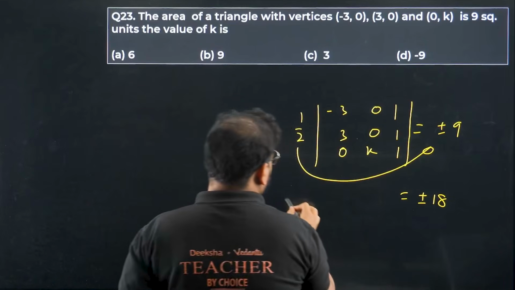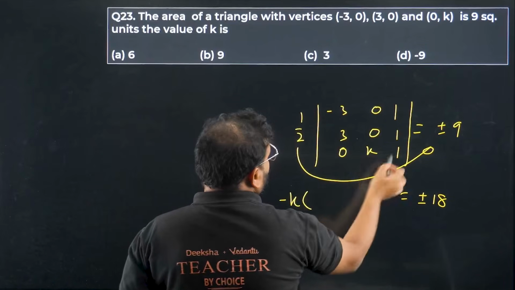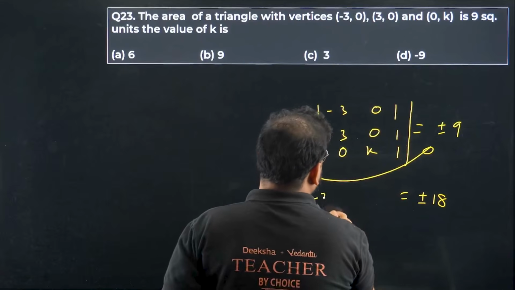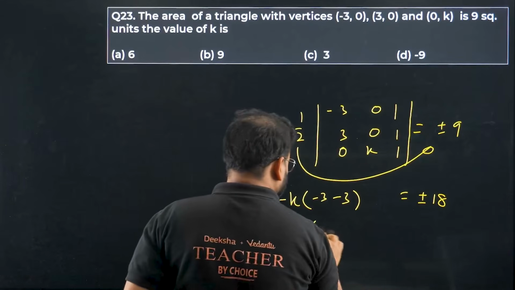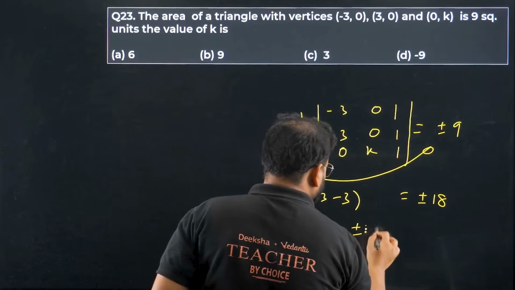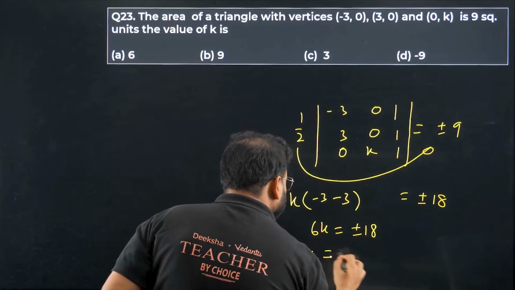Now expand across k. So you'll have minus k times (minus 3 minus 3). What do I get? Plus 6k is plus minus 18. It means the k value is plus minus 3.